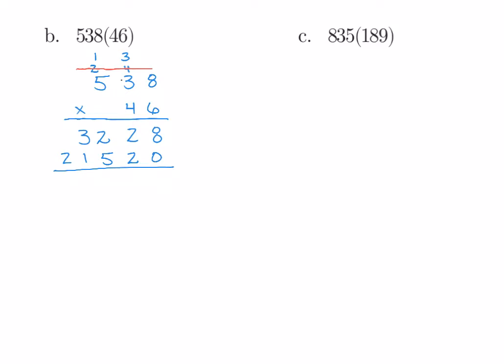All right, we go ahead and add the results. We get 8 plus 0 is 8. 2 plus 2 is 4. 2 plus 5 is 7. 3 plus 1 is 4. And we bring down our 2. So our final answer is 24,748.